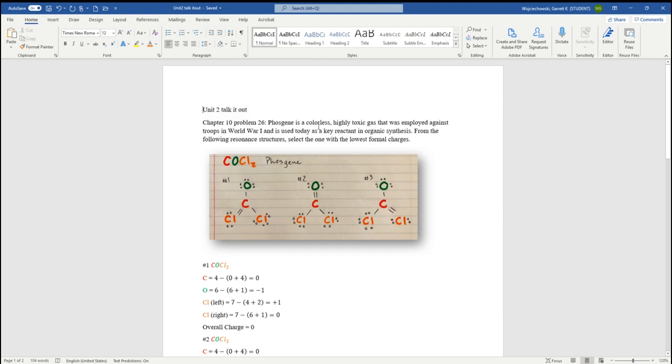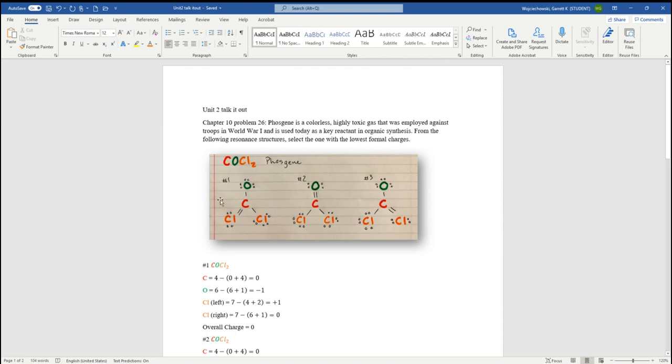In this session we will be going over a problem regarding most stable structure with lowest formal charges. For this I will be doing Chapter 10, Problem 26, and the problem reads: phosgene is a colorless, highly toxic gas that was employed against troops in World War I and is used today as a key reactant in organic synthesis. From the following resonance structures, select the one with the lowest formal charges.